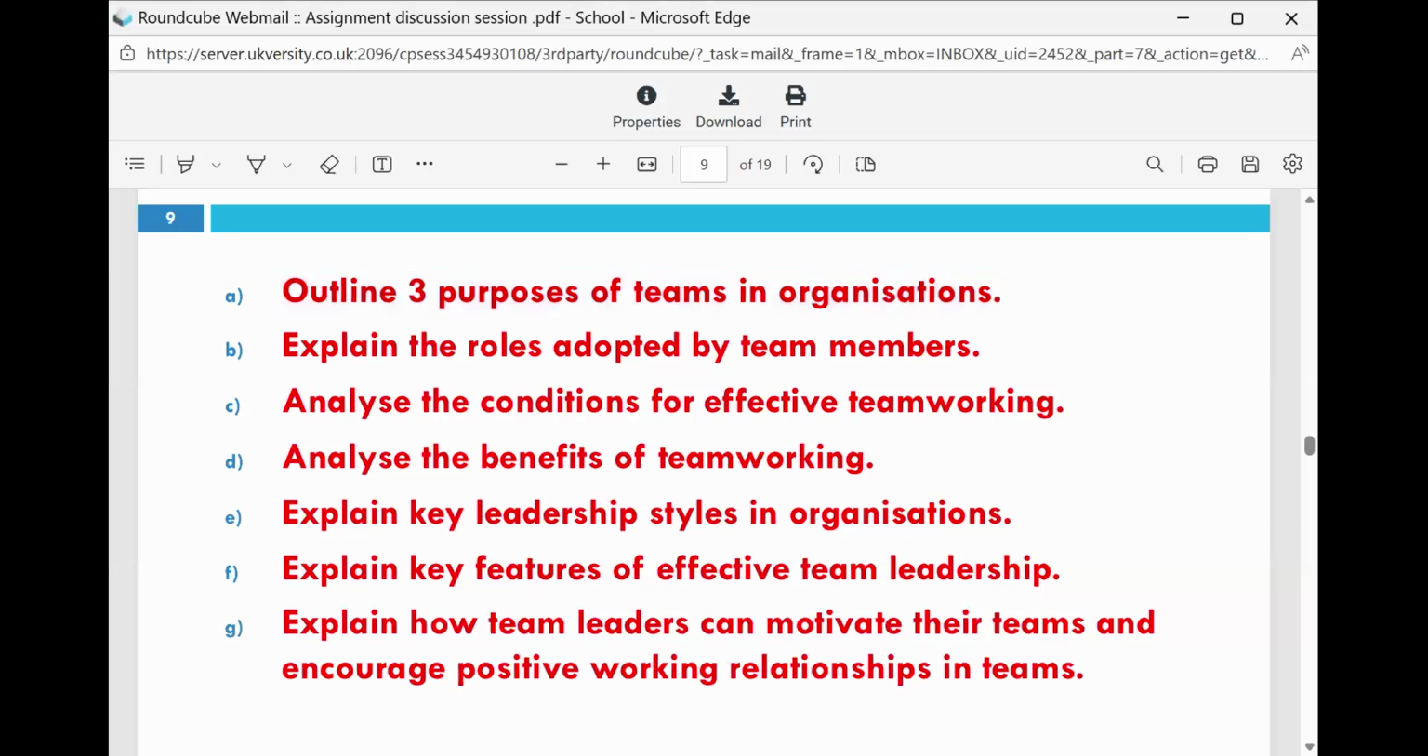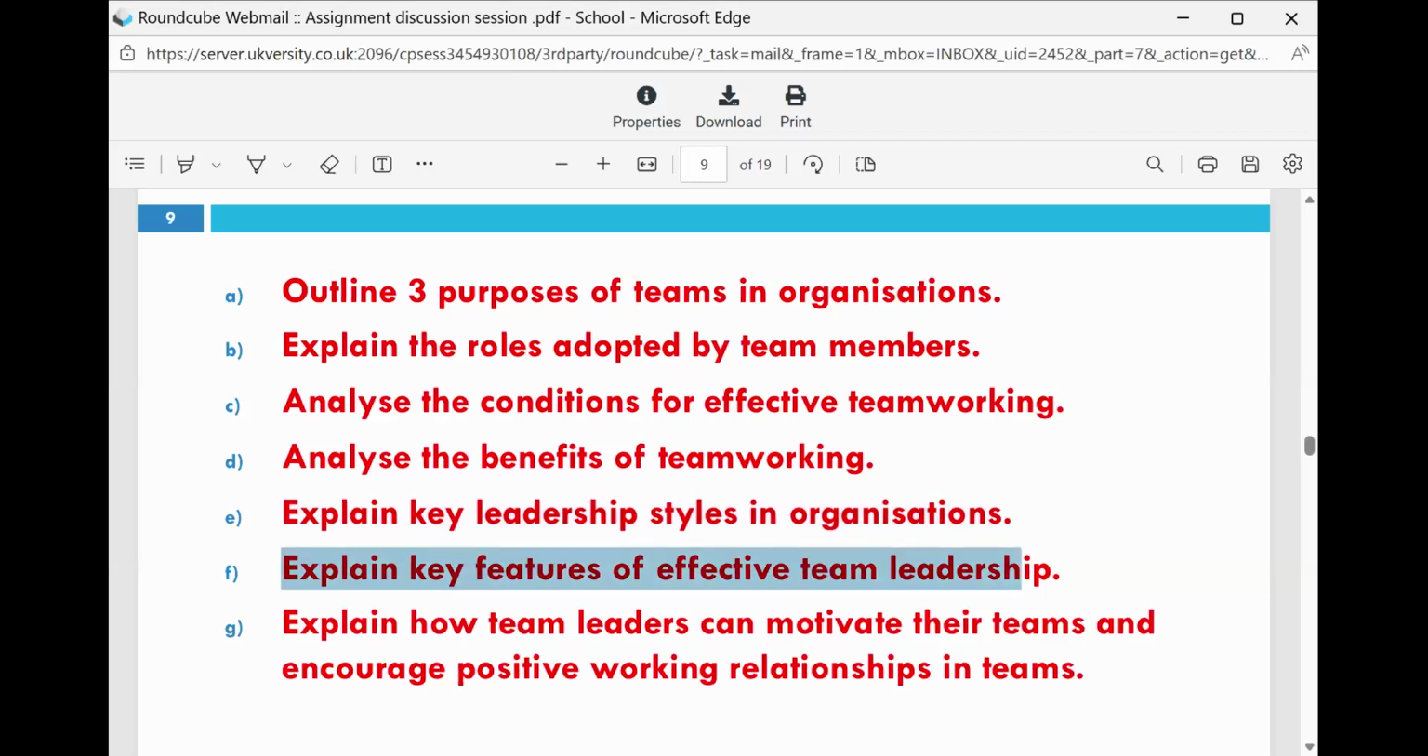Okay. Then you need to explain the roles adopted by team members, like we looked at coordinators, finishers, team leaders. So look at those roles, and these are learning outcome 1 as well, 1.12, okay? The next one is analyze the conditions of effective team working. So there we go. Fourthly, analyze the benefits of team working. And then fifthly, explain the leadership styles, which we looked at, transactional, transformational, etc.